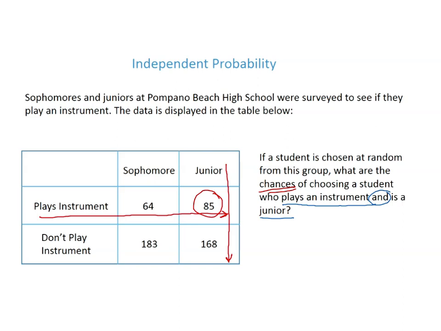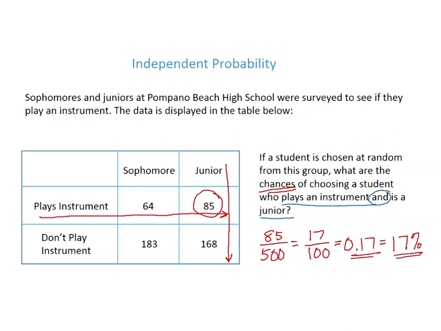So to get that, we have to put 85 over the total number of students surveyed. So that means I have to add 64, 183, 85, and 168 together. When I add those 4 numbers together, I get 500. Then I can reduce 85 over 500 to 17 over 100, which is 17 hundredths as a decimal, which is also 17%.